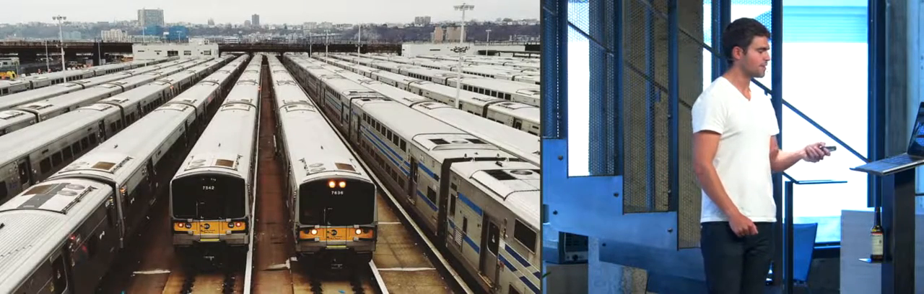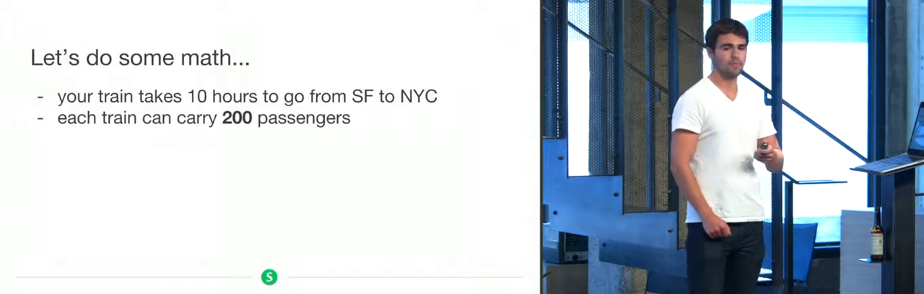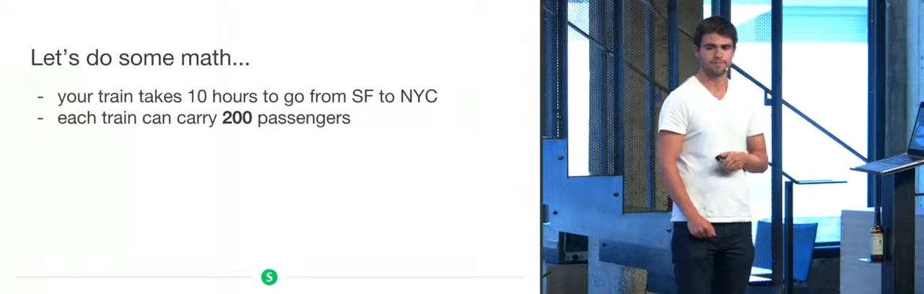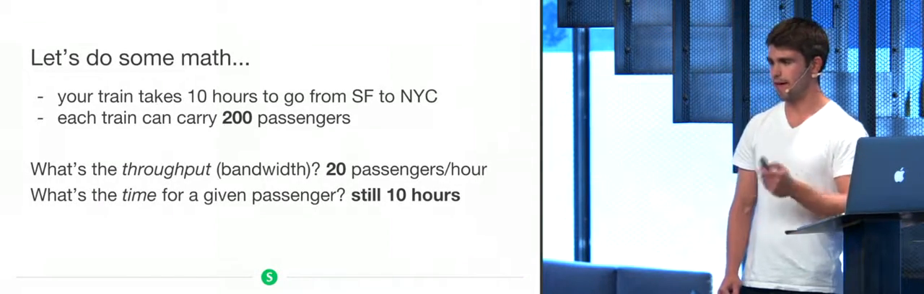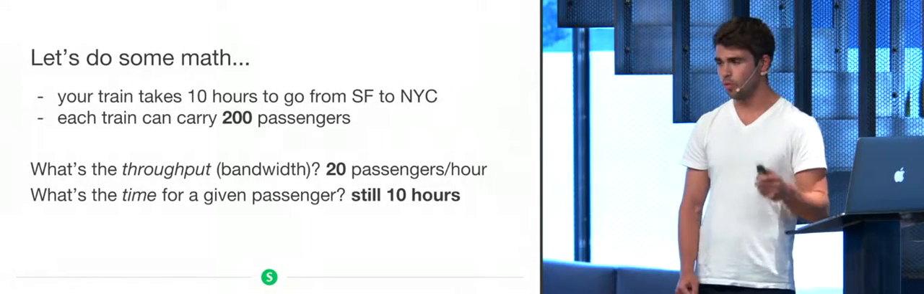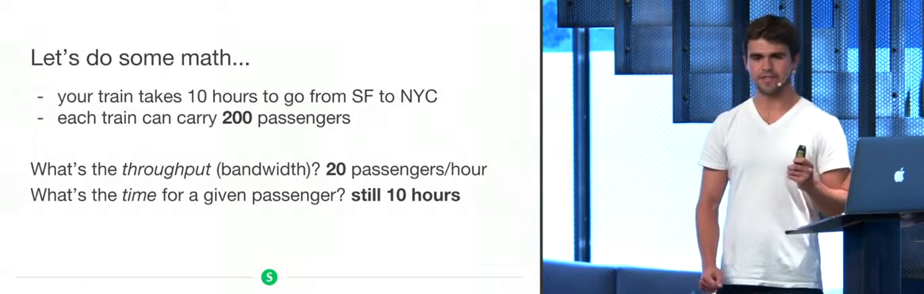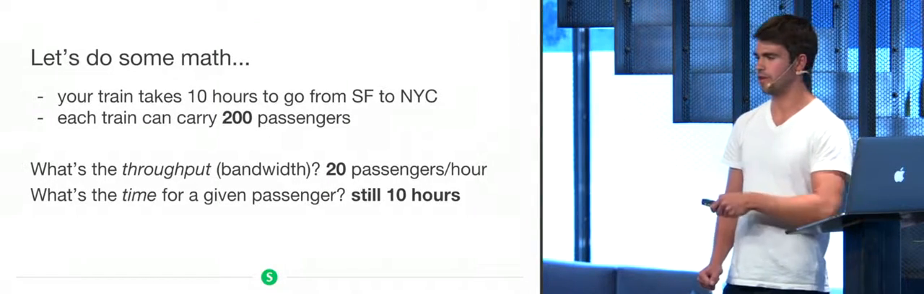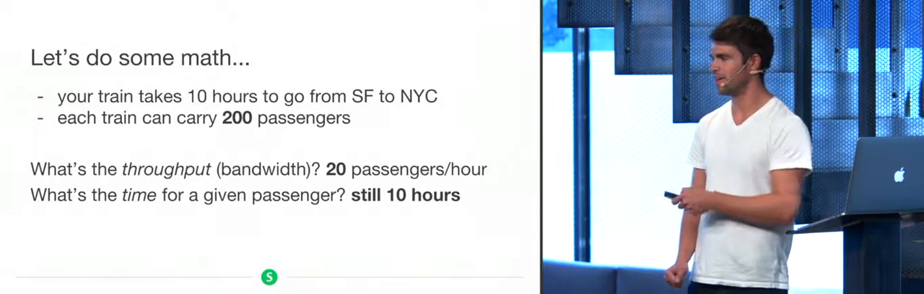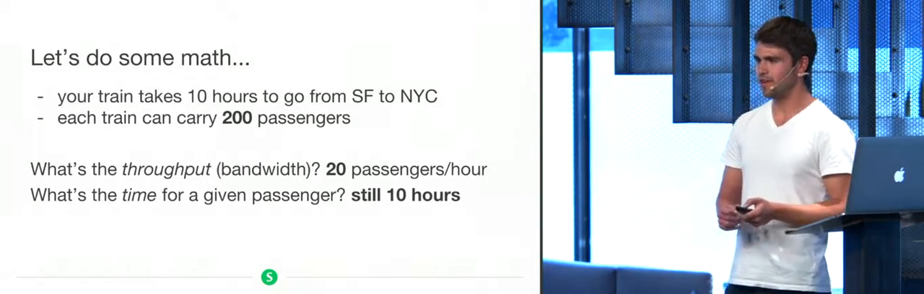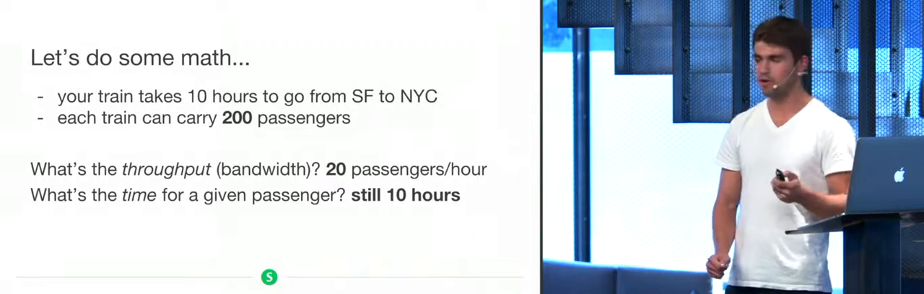Now, suppose we go back to this example, but instead, each train can carry 200 passengers rather than just 100. Effectively, we've upped the throughput in aggregate, right? Where now we can carry 20 passengers per hour. We've doubled our capacity. But it still takes 10 hours for a single user or a single passenger to get from San Francisco to New York. So for a single person, you haven't actually sped up the time it takes them to get from point A to point B, even though you've upped the bandwidth.